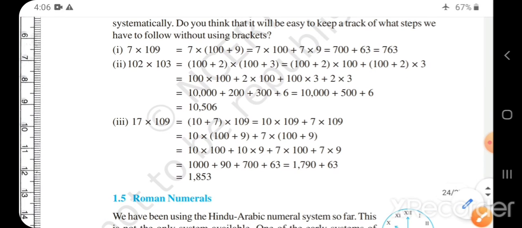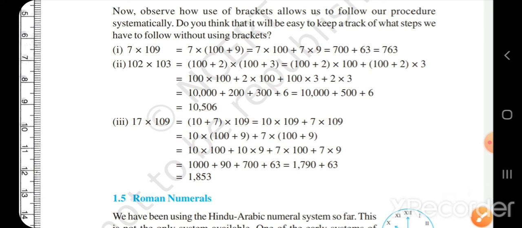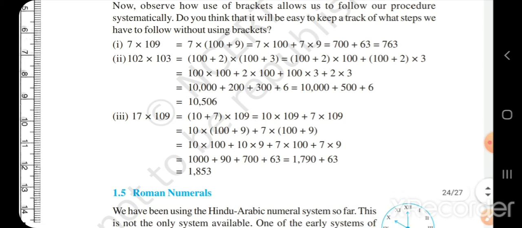Now we will solve it. 100 into 100 means 10,000. 2 into 100 is 200. 100 into 3 is 300. And 2 into 3 is equal to 6. Then 10,000 as it is, and 200 plus 300 is 500, plus 6. So 500 plus 6 is 506. So the answer is 10,506.